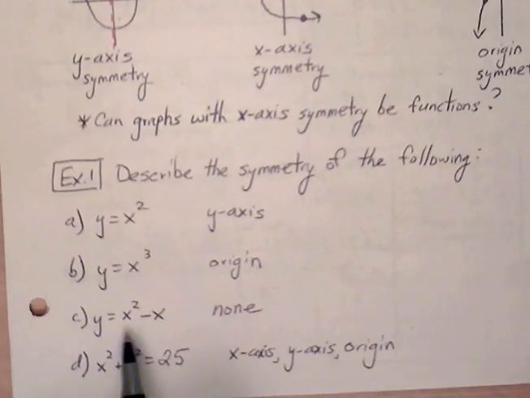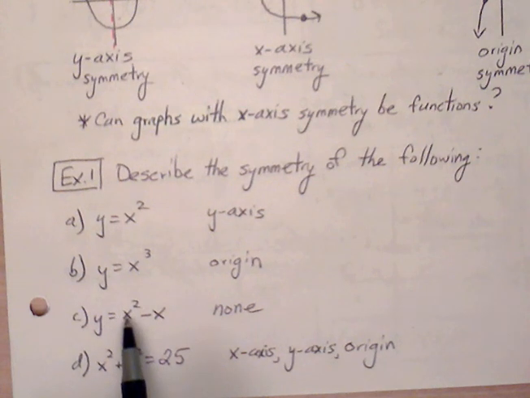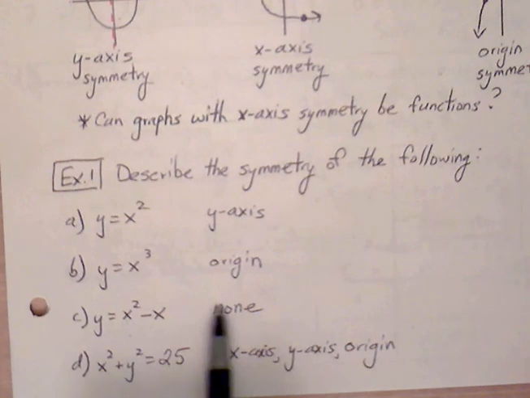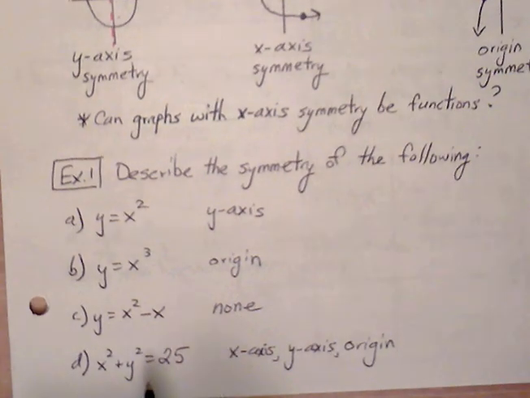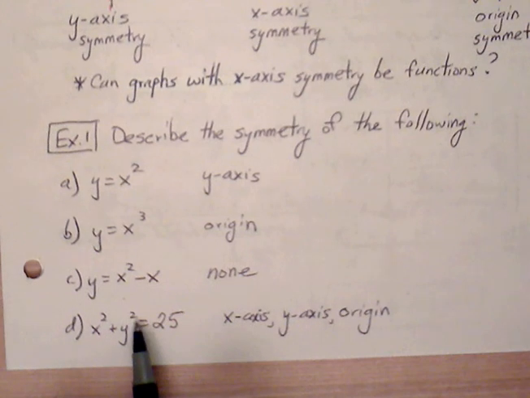Y equals x squared minus x. If I replace x with negative x, I'm going to get x squared plus x, and that's not going to give us the same as the original equation, so there is neither y-axis, x-axis, or origin symmetry. And finally, x squared plus y squared equals 25.